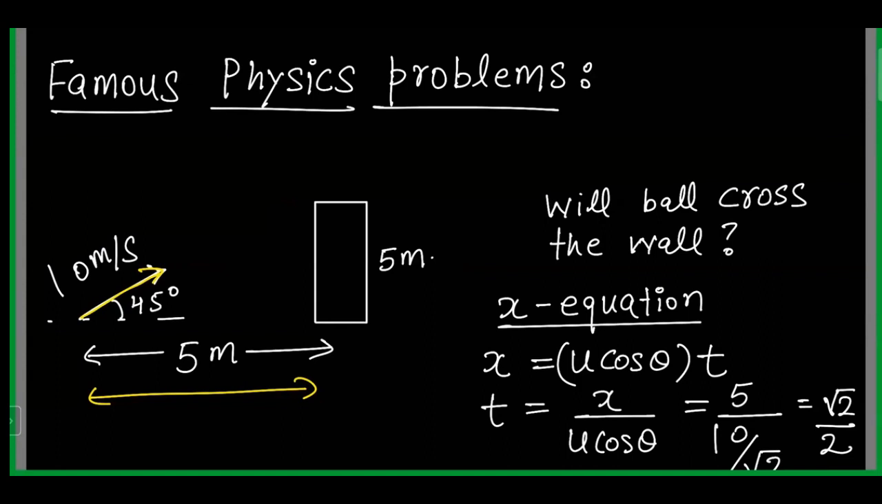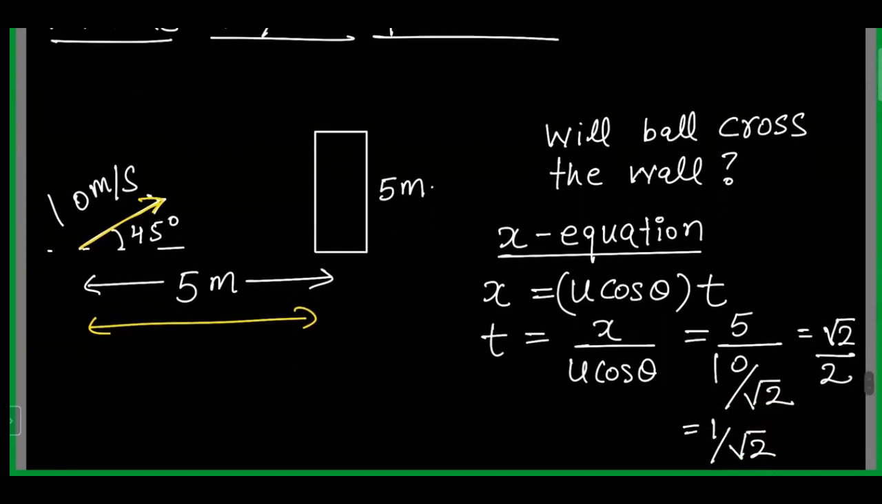So that is my question to you. So again, the same mechanism. What is the mechanism here? The mechanism is to use the equations of x and y separately. So let's use the equation of x and y. Your wall is 5 meters away. It means your x is 5.